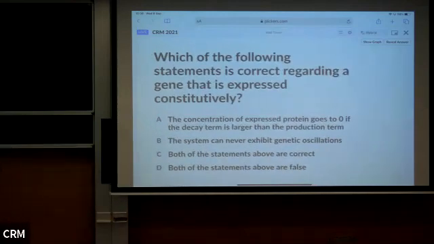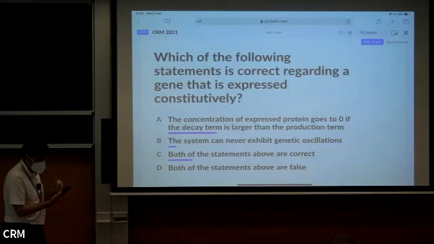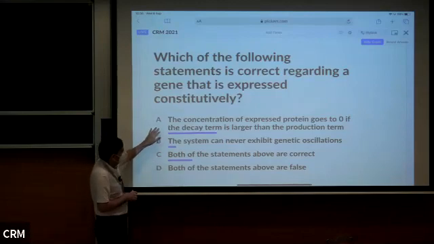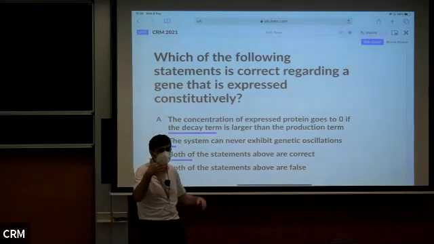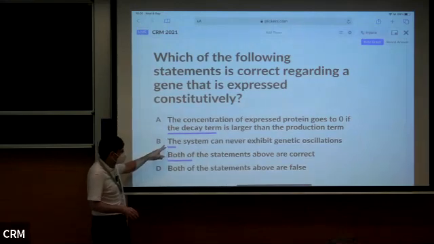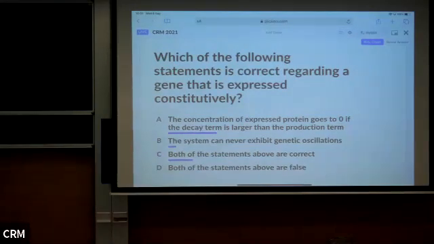Okay, so let's look at the answers. Show graph. Most people answered A, which maybe I did incorrectly. Let me see. Which of the following statements is correct regarding a gene that is expressed constitutively? Most of you said that the concentration goes to 0 if the decay term is larger than the production term, but non-zero, none of them. The system can never exhibit genetic oscillations, and both of the statements.